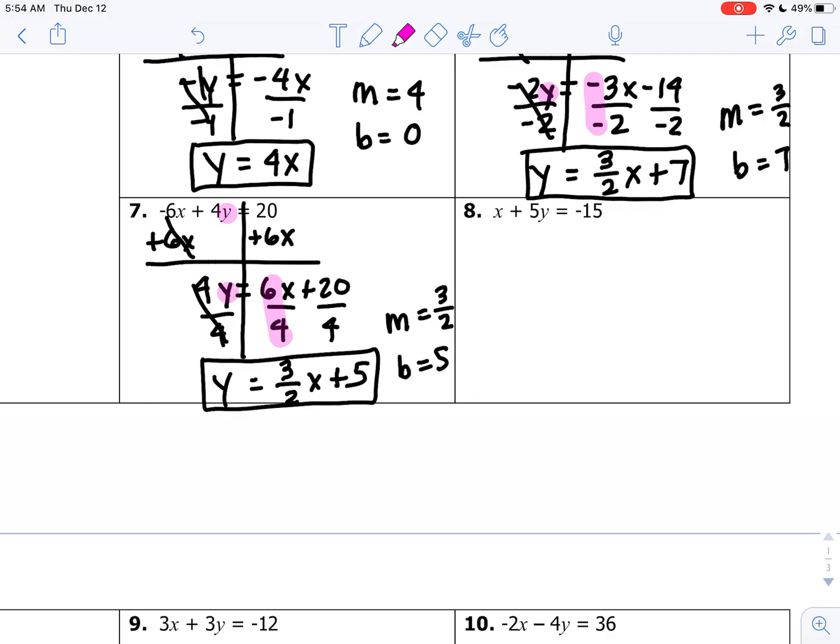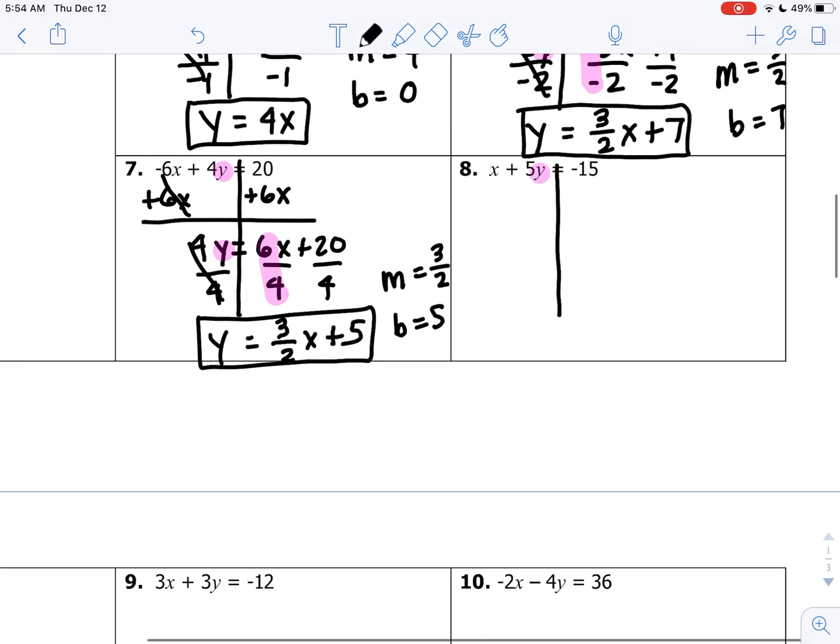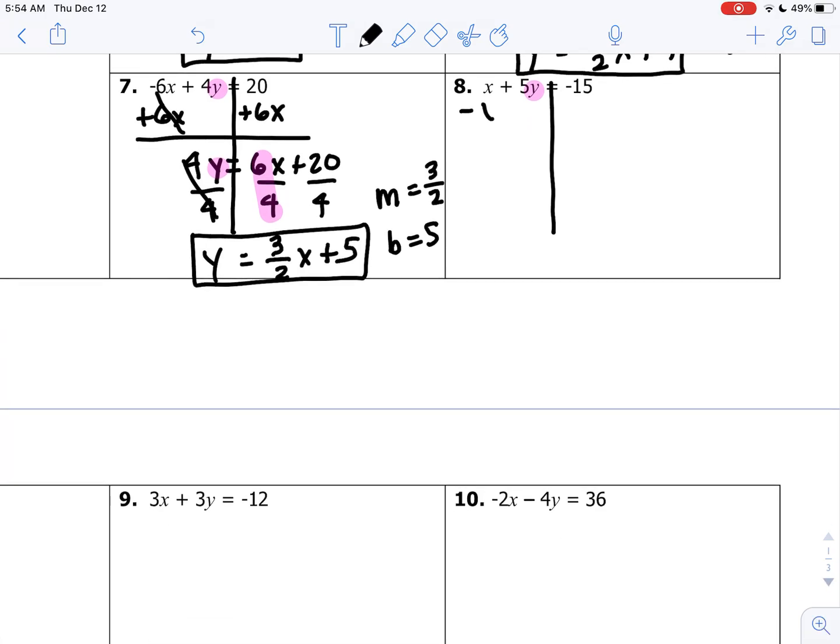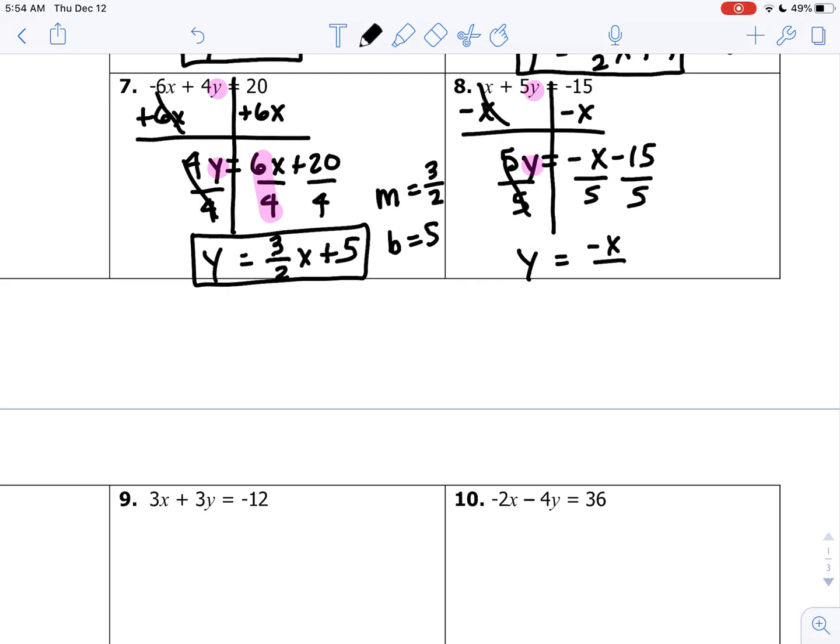All right, number 8. So we're going to get the y by itself. So here we subtract x from both sides. And then we have 5y equals negative x minus 15. And then the last step here is to divide by 5 to everything. So y equals negative x over 5 minus 3, because negative 15 divided by 5 is negative 3.